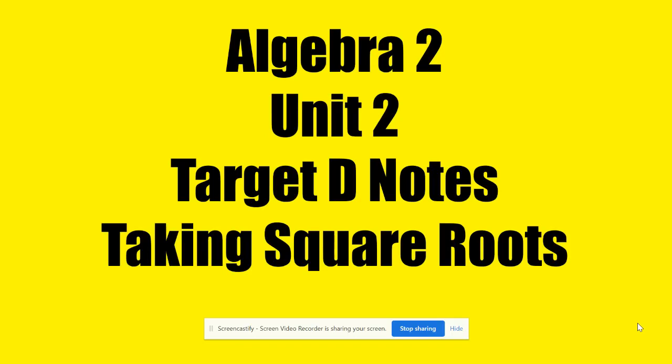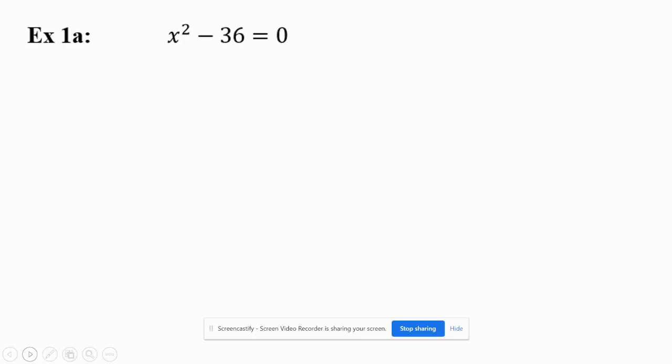Unit 2, Target D notes, taking square roots to solve quadratic equations. All right, example 1a, we have x squared minus 36 is equal to 0. In order to be able to solve this, we want to get the term that has the square by itself. So in this case, we want to get the x squared by itself. The minus 36 is in the way, so in order to cancel that out, we're going to add 36 to both sides.